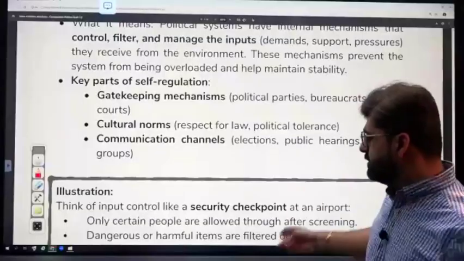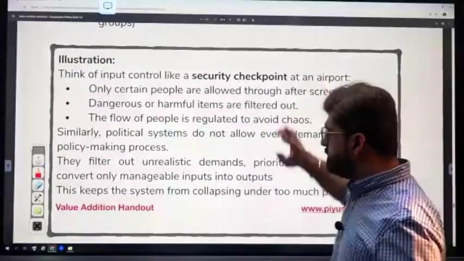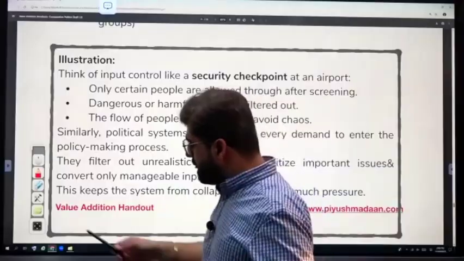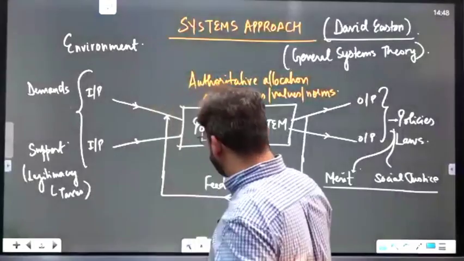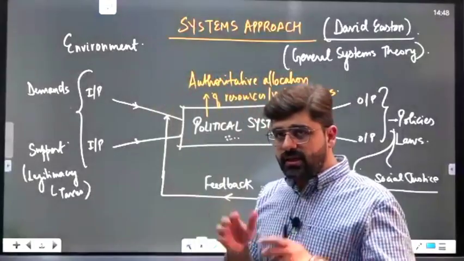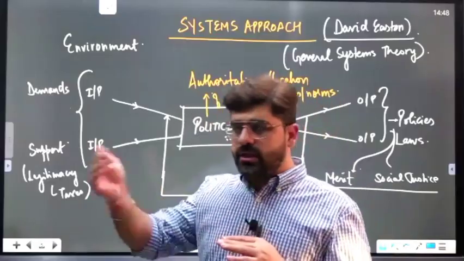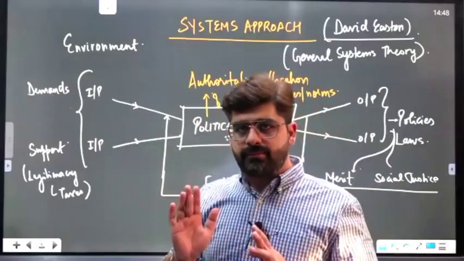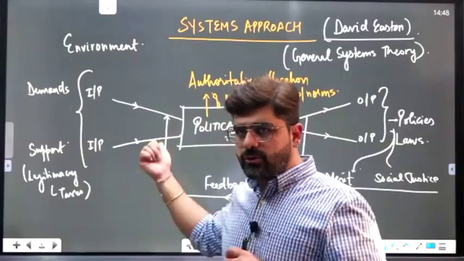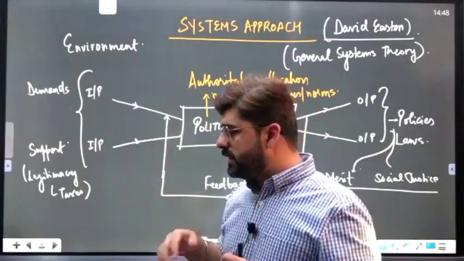Let me take an illustration for you. As of now, what we have said is this political system has a boundary, just like you are in a house. Within the house and outside the house, there is a boundary. There is a boundary to this system also. It will keep on functioning.